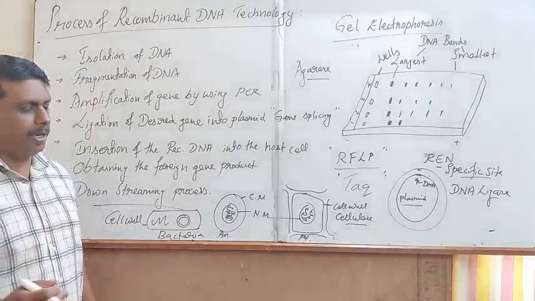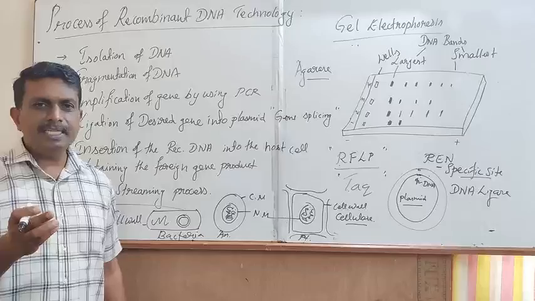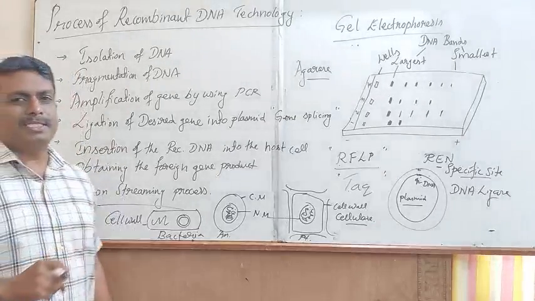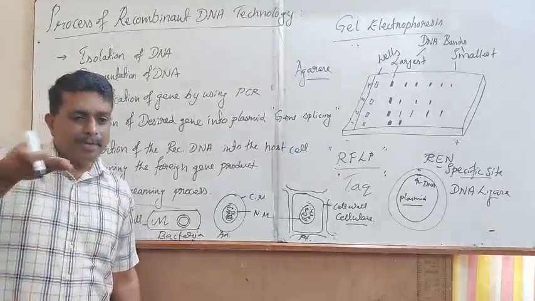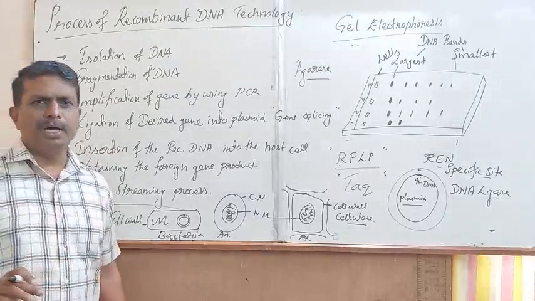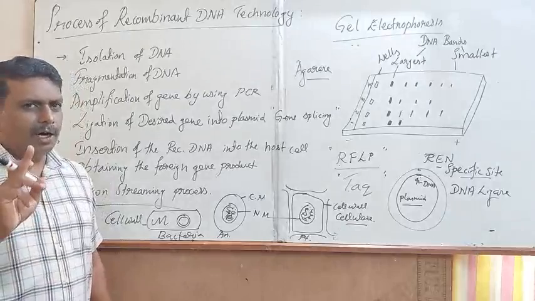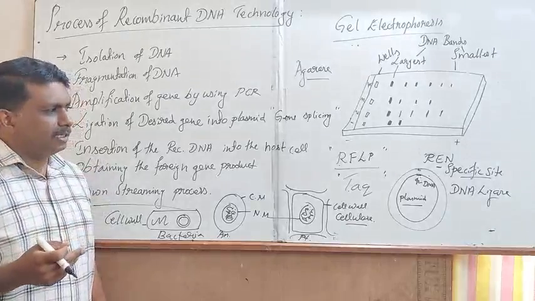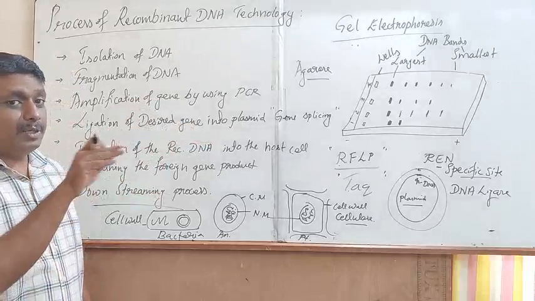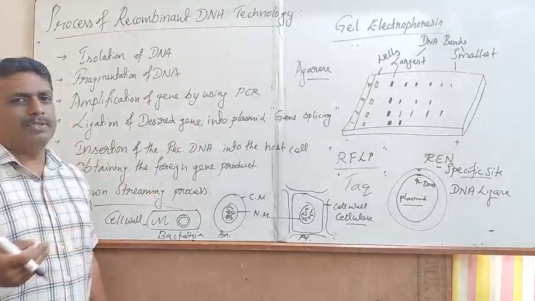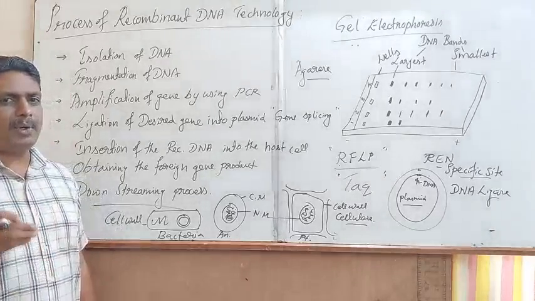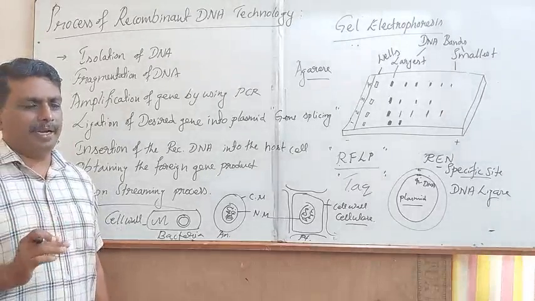Genes are incorporated by making use of the gene gun or biolistic method. By making use of the biolistic method, the recombinant DNA is incorporated into the host cell. In order to incorporate recombinant DNA into the desired host, we make use of several techniques. The first important technique is called calcium chloride and heat treatment.